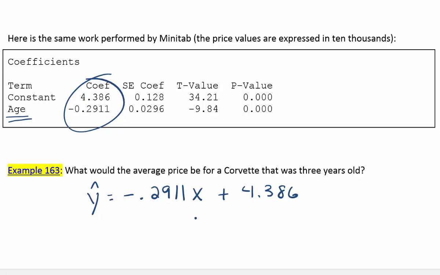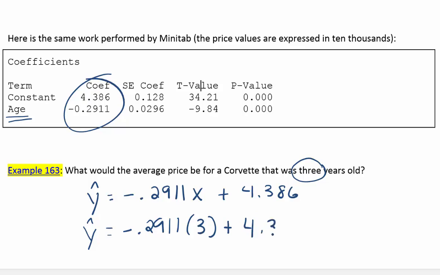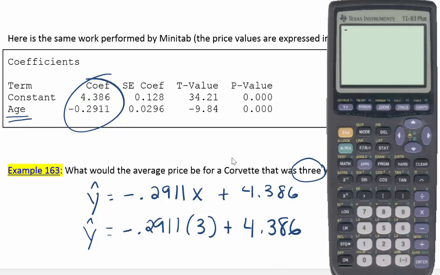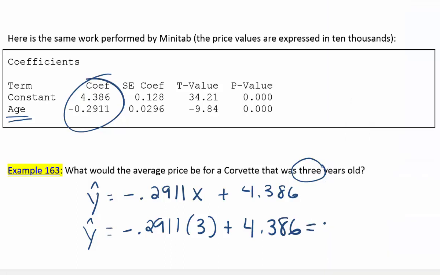Now what you're going to do is plug in the x value that they're talking about. In this problem, they're talking about 3 years old, so we'll plug in 3: negative 0.2911 times 3 plus 4.386. Let's see what that gives us in the calculator. I have minus 0.2911 times 3 plus 4.386, and we get 3.5127.